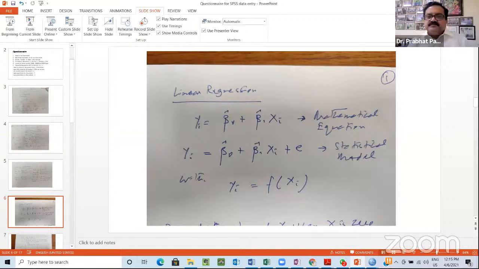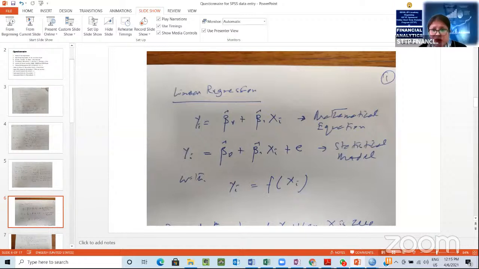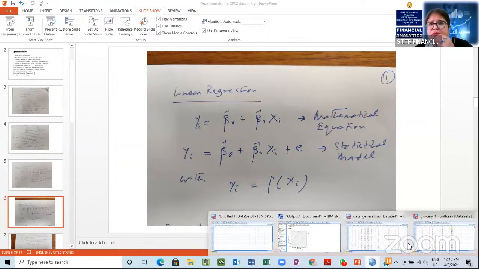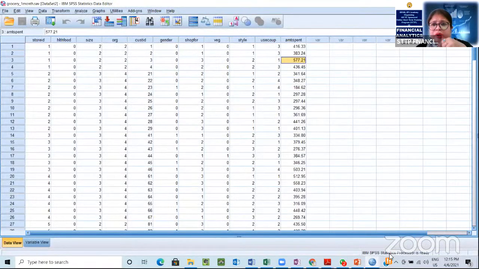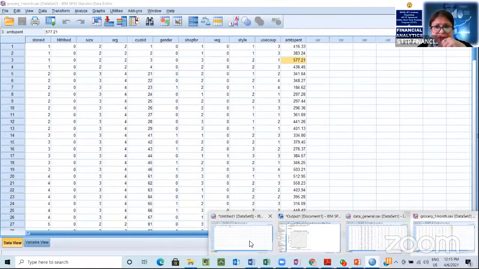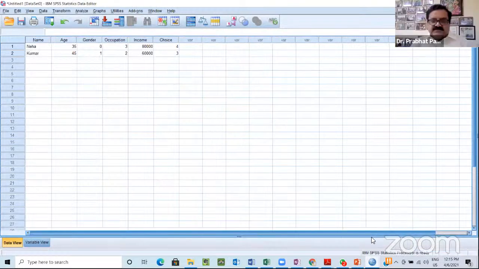There are questions in the chat box. Yeah, okay, please read that. There is a question that Namika Madam has asked: how can we measure trust? How can we measure trust?